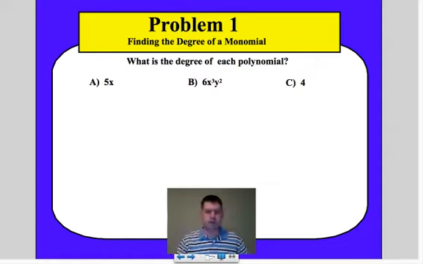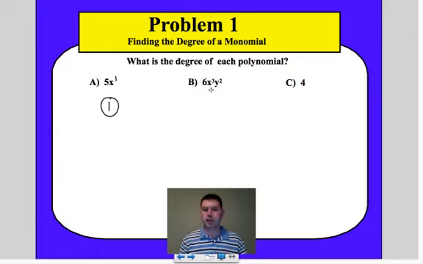Okay, so first we talk about problem number 1. What is the degree of each polynomial? So we're going through that same route. I have 5x. The degree of x here is 1, or the exponent is 1. So therefore, what's the degree of this monomial? Well, it would be a degree of 1.